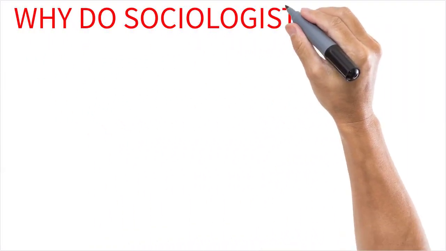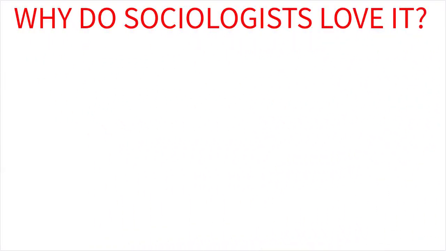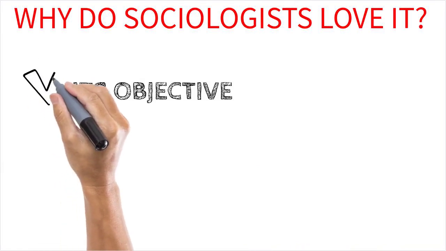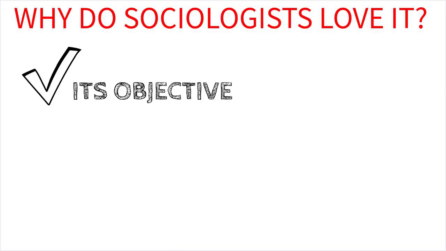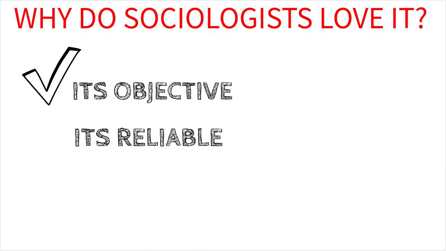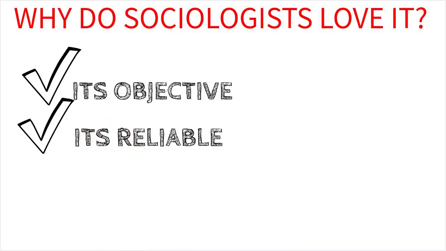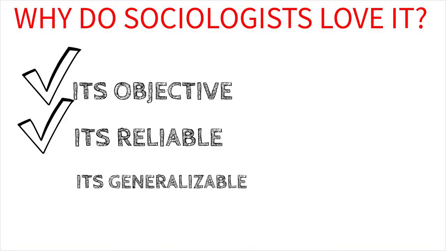So, why do sociologists love quantitative methods? First of all, it's objective. Numbers don't lie, although the way one interprets statistics can be manipulated. It's reliable. If you repeat it as is, you should get similar results. It's generalizable, meaning you can apply findings to bigger groups because the sample group is representative.